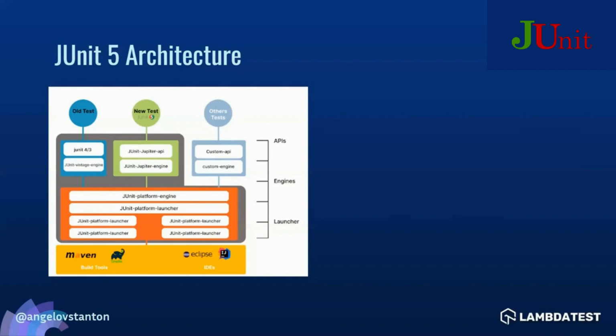The second part, JUnit Jupiter, is the combination of the new programming model and extension model for writing tests and extensions in JUnit 5. The Jupiter subproject provides a test engine for running Jupiter-based tests on the platform. And the third and last part, JUnit Vintage, provides a test engine for running JUnit 3 and JUnit 4 based tests on the platform.